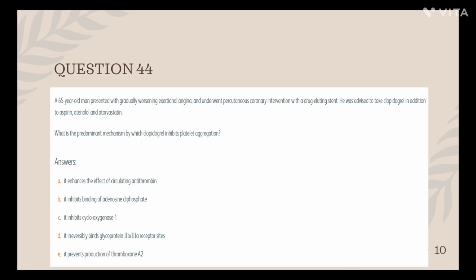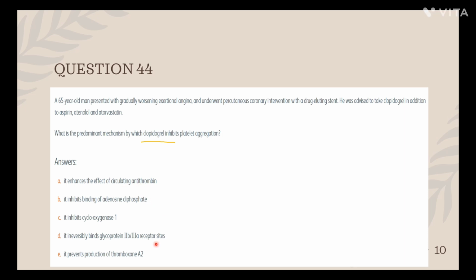Question from pharmacology: mechanism of action of clopidogrel. This was asked in this MRCP exam as well. So it is a P2Y12 inhibitor, or it inhibits the binding of ADP. So that is the answer. One of that you can choose.